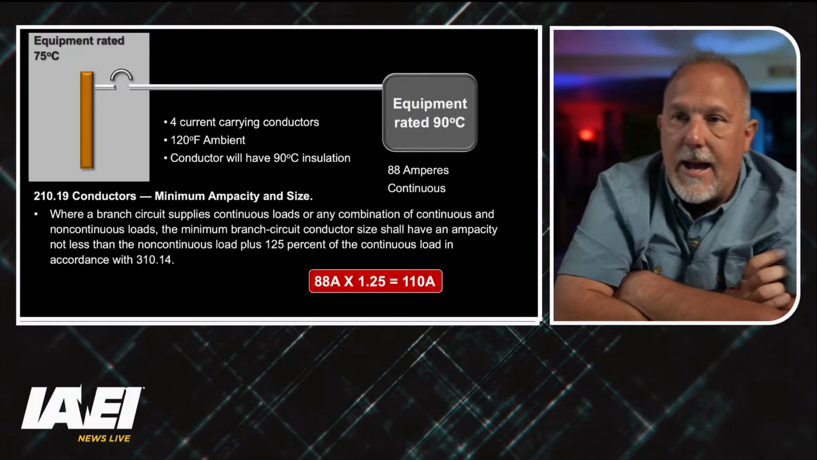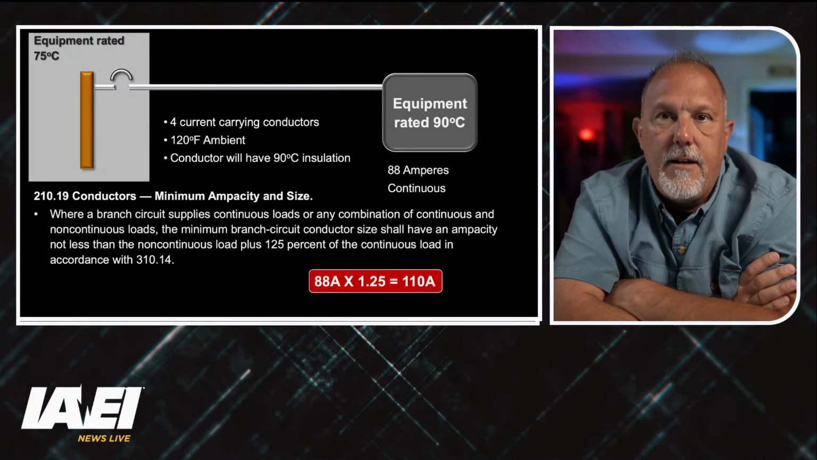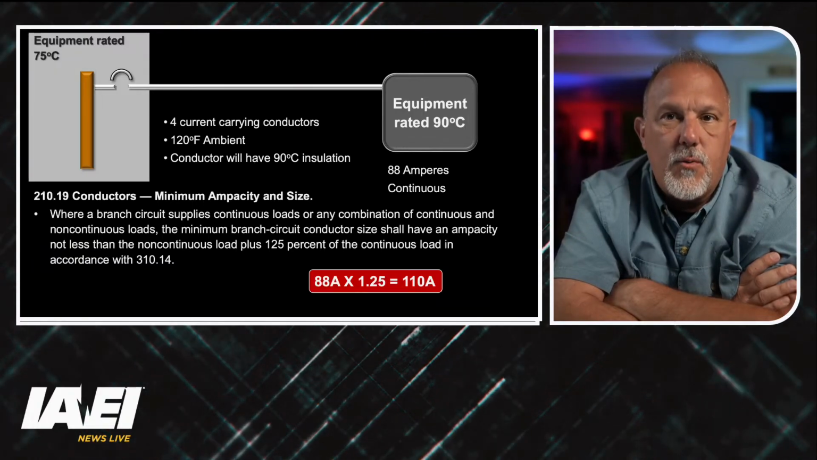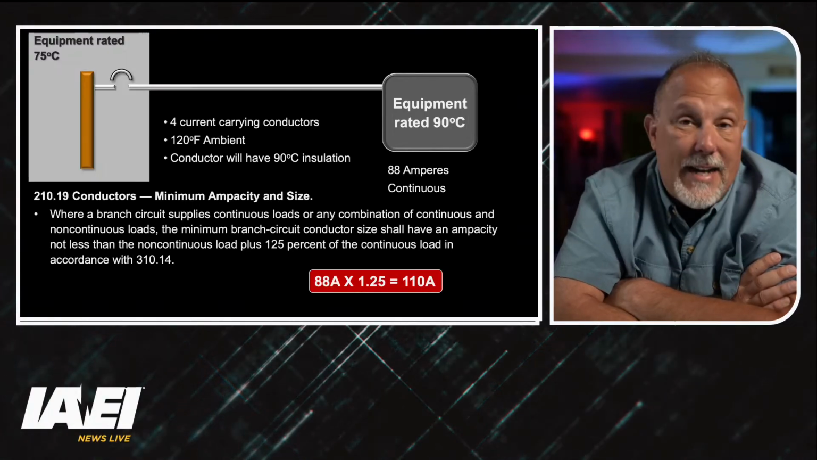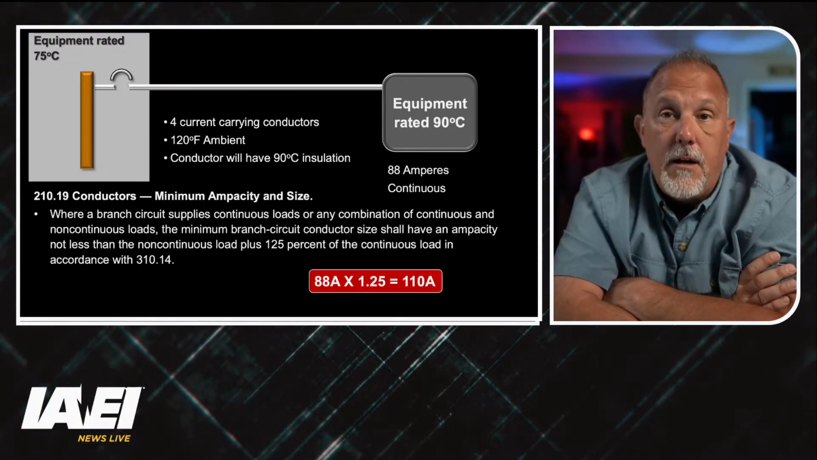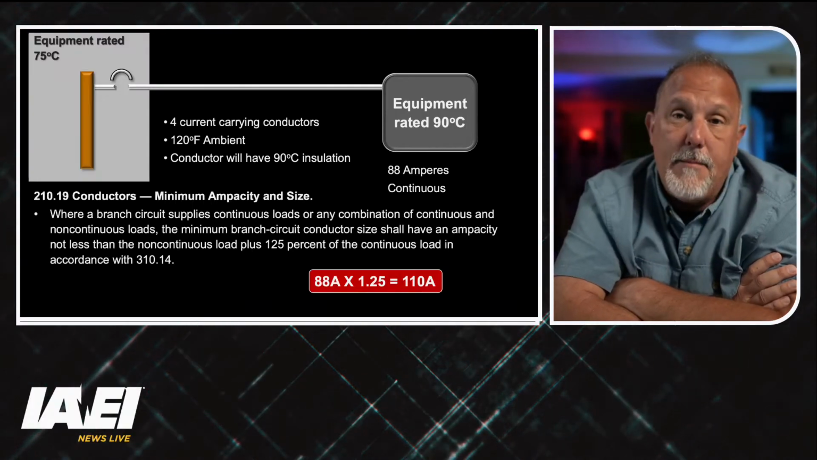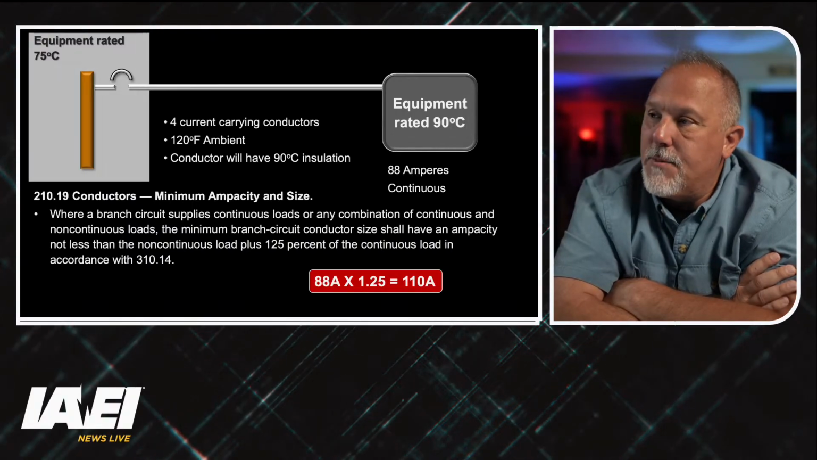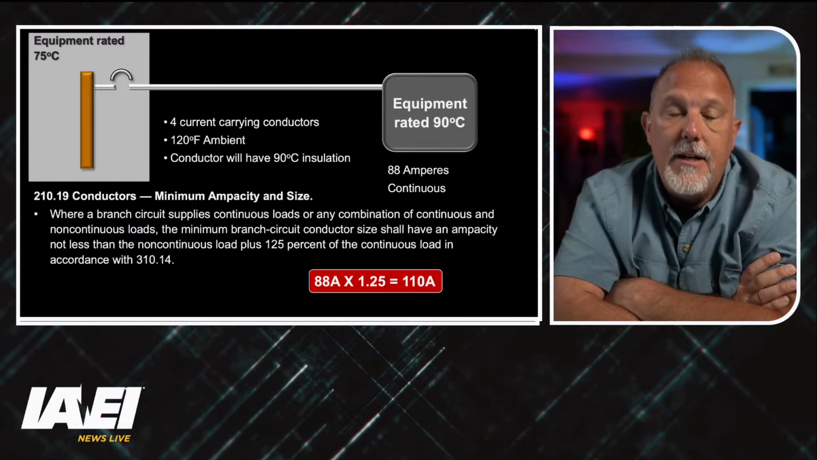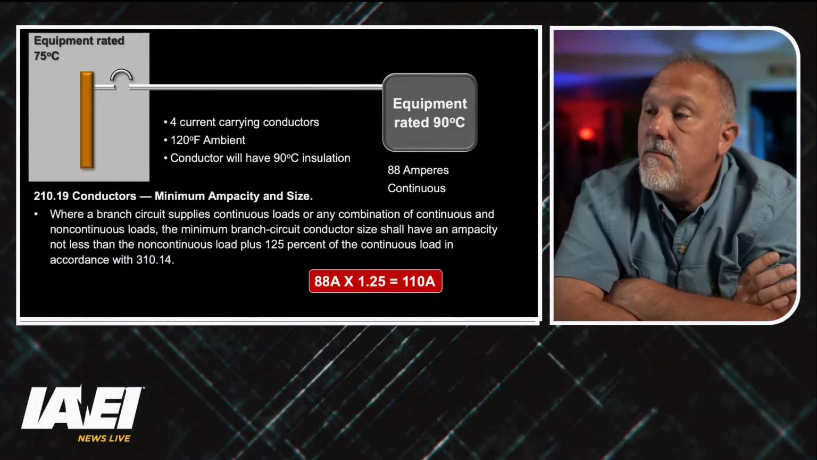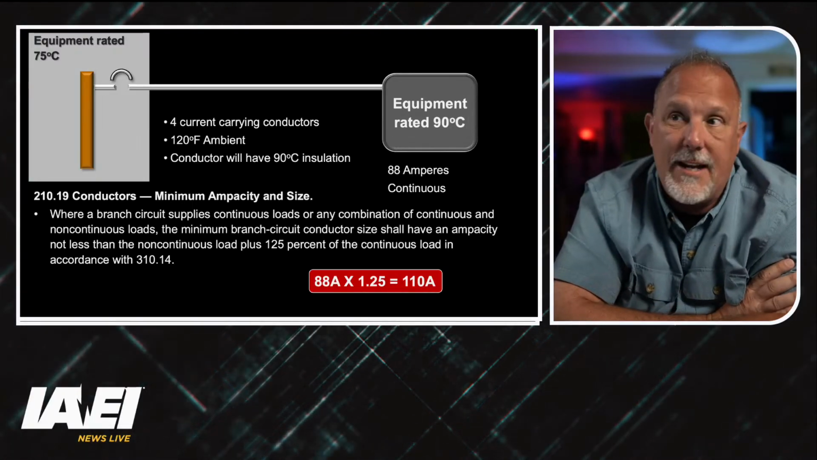So the first step is what conductor size can handle 125% times the continuous load plus the non-continuous. And in this case, I've got 88 amps. And this is a Back to the Future, I think it was 88 miles an hour, right? 88 amps of continuous current, so 1.25 times 88 amps is 110 amps. So I know for the first calculation, I need a conductor that can handle 110 amps.